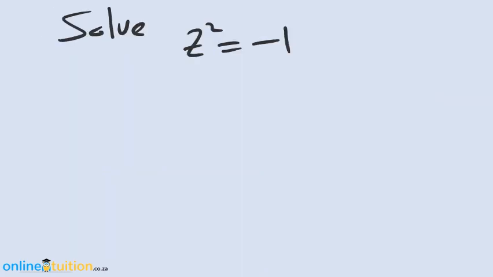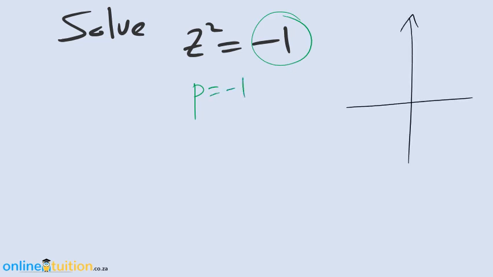Whoa, z squared equal to minus 1. You know what I'm going to do here? I'm going to take this minus 1, and I'm going to call that p. And I want to represent p on the complex plane. So there's my imaginary axis, there's my real axis. And then where's minus 1? Well, minus 1 is here. That's minus 1. But so what is the angle?